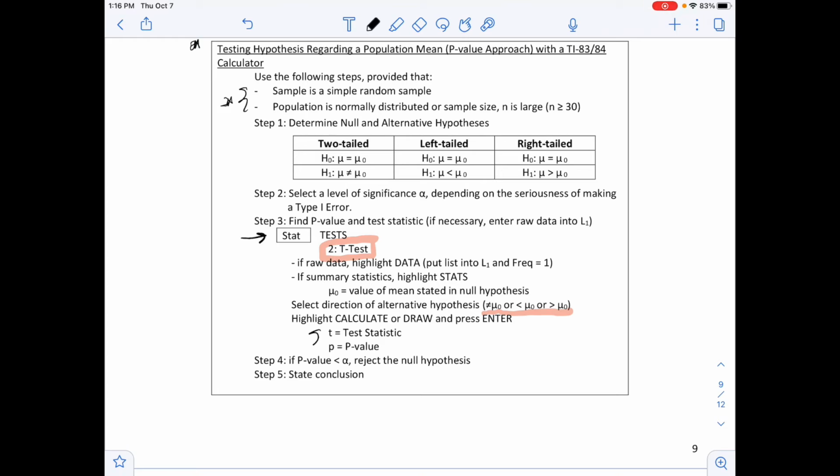The output that we're going to get, the two values that we will need, are going to be t, which is our test statistic, and p, which is our p-value. And again, using that p-value approach, if the p-value is less than alpha, we reject our null hypothesis. And then again, we need to state a conclusion.